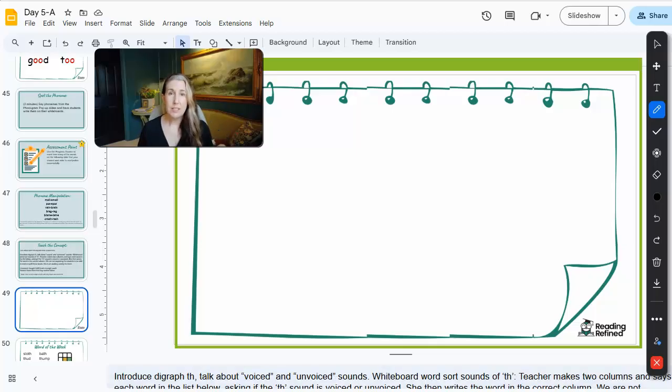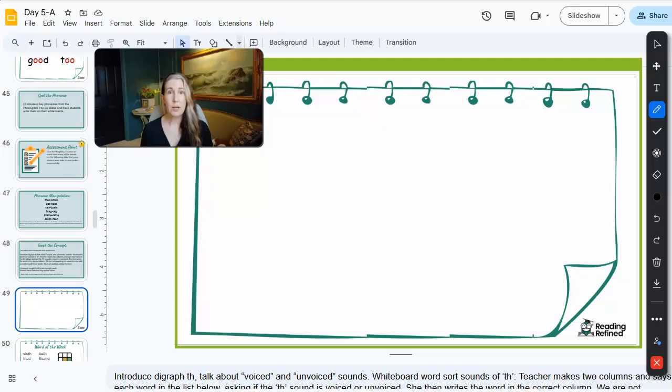And the reason that this lesson is a little bit different is because the digraph TH actually makes two different distinct sounds. One is voiced, and if you'll recall, voiced means that our vocal cords are vibrating. So if you think about the th sound that the letters TH make, as opposed to the th sound where there's no vocal vibration, those are the two different sounds of the digraph TH.